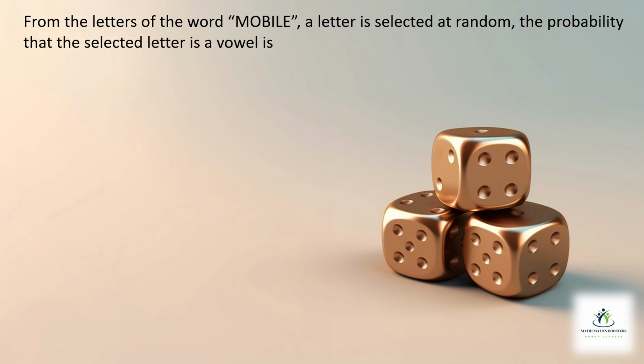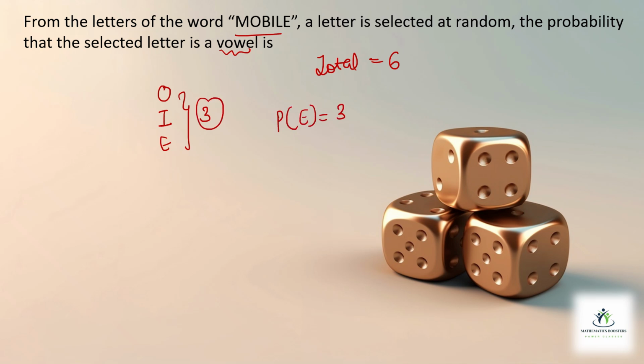Next, from the letters of the word mobile. Now how many letters are there? There are 6 letters. Total is 6. A letter is selected at random. The probability that the selected letter is a vowel. How many vowels do we have? We have O, we have I, we have E. So 3. Probability of the event is 3 by 6, which can further be reduced to 1 by 2.